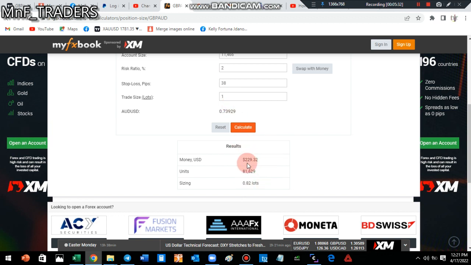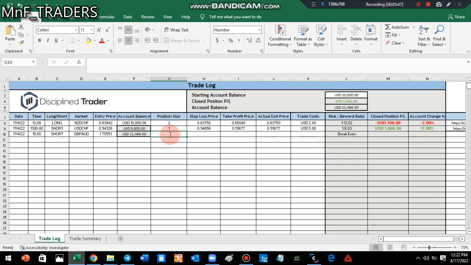However, my risk is approximately $230, right? So my lot size is 0.82. Okay, so that's my position size right there, 0.82. Okay, and what's my stop loss?